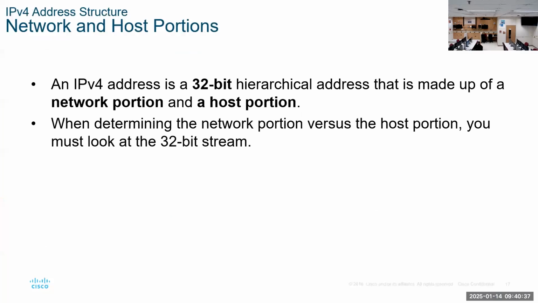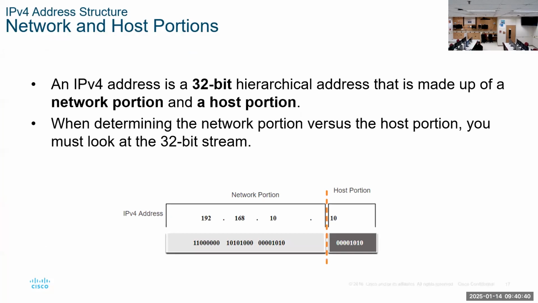Remember, we break it down into 2 portions, network portion and the host portion. For this one, you see I have 24-bit for this address. I have 24 bits in the network portion, and I have 8 bits here in the host portion. The reason they want to break it down is because they want to group all of the computers on the same network together. So if the computers are on the same network, they have the same network portion for sure.